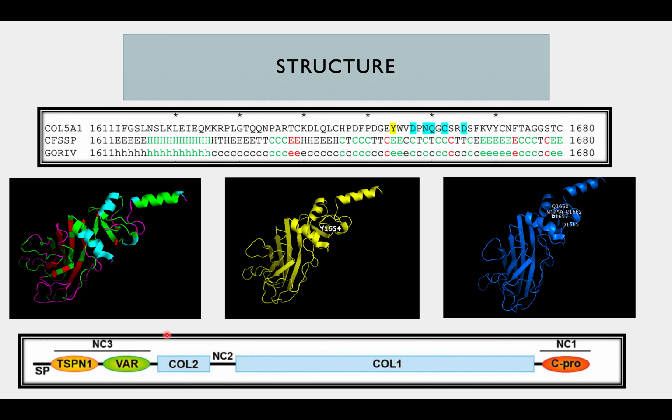Down here is just another structure for pro-alpha-1, just in a different way. On this side is the N-terminal, which is composed of non-collagenous 3 region, signal peptide, TSPN1, which is the proline-arginine-rich region, the variable region, collagenous 2 region, non-collagenous 2 region. Right here is the main triple helix collagenous domain, and down here is the C-terminal propeptide.